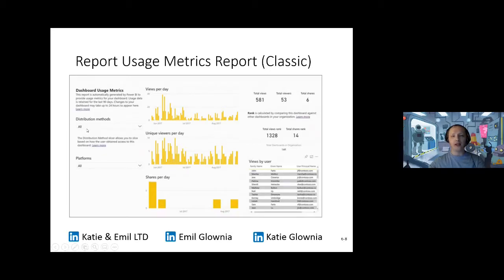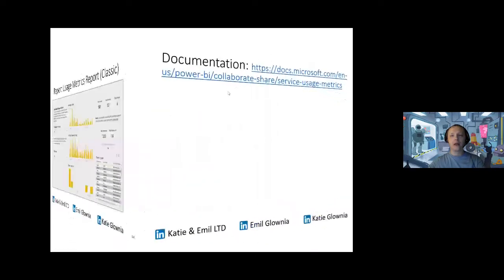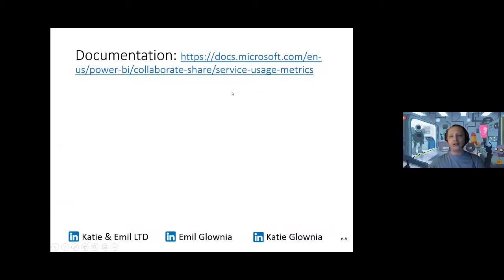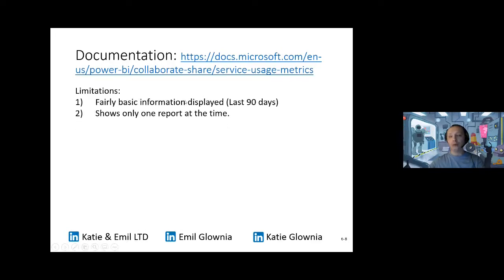You can also select the distribution method and platform, which I personally don't use, so there is limited usage of that. What you also can see in here is when you open the report in the classic view, you will get data for the last 90 days, and that's the limit you get. You can learn more about the classic one from the documentation available on the Microsoft website. The limitation is, well, fairly basic information displayed for the last 90 days. It shows only one report at a time.